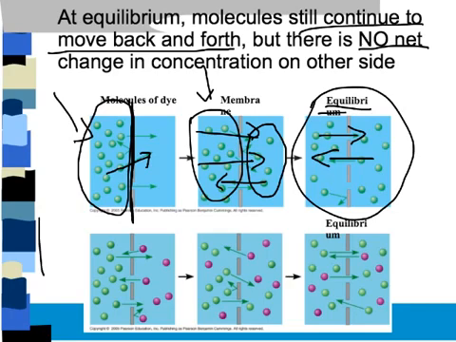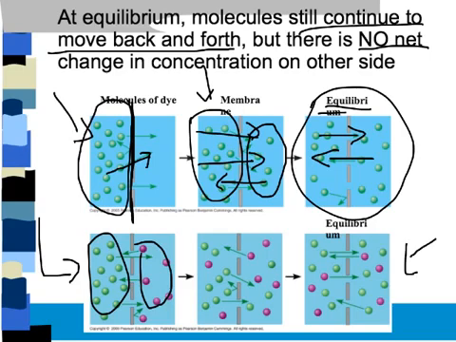So down below here, I have a slightly more complicated system where I have green molecules on one side and these purple ones on the other side. The same thing is going to happen. But when we reach equilibrium, there'll be equal numbers of green on both sides and equal numbers of pink on both sides.